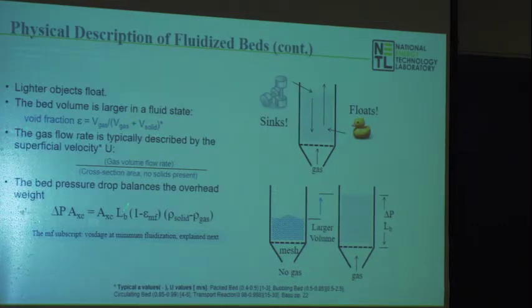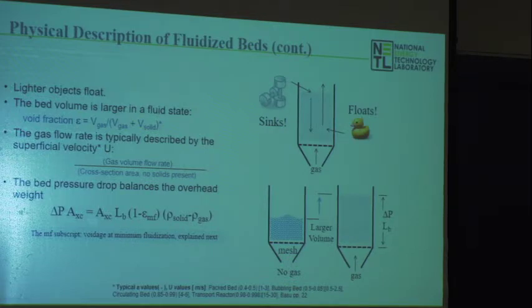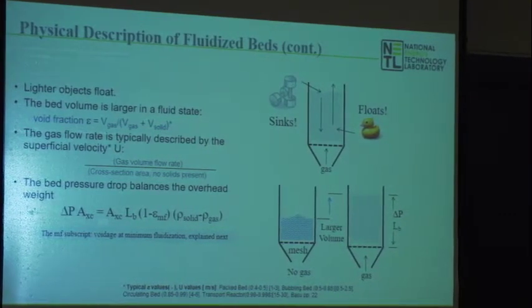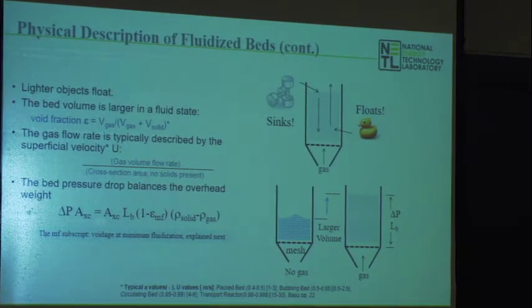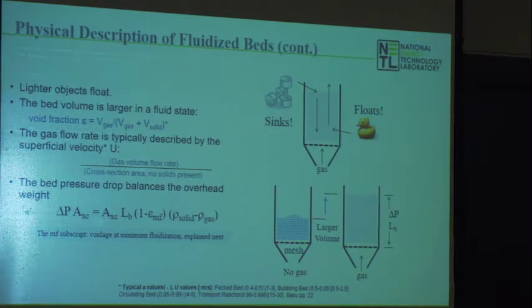And helpful to know, the pressure drop through the bed balances the overhead weight of the material. Once you understand that, you can really see a lot about what is going on in fluidization. It's just like a column of fluid, right? So the pressure at the bottom has to balance the weight of what's above it. It's important to understand that when you think about laying out a fluidization system.